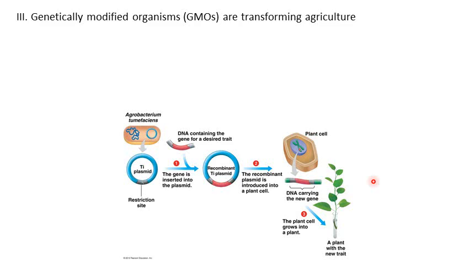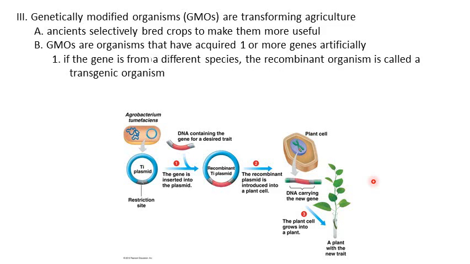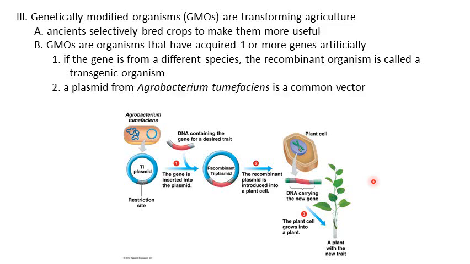Now GMOs, and GMO stands for genetically modified organisms, are finding their way certainly into agriculture. They have for quite some time. Now, people in the past would certainly selectively breed crops to improve the nutrition level of the crops. The difference between that and GMOs is that in GMOs you actually have the insertion of genes in an artificial way. So it could be that the gene is from a different species. If that's the case, then the recombinant organism is called a transgenic organism because it's across species lines essentially.